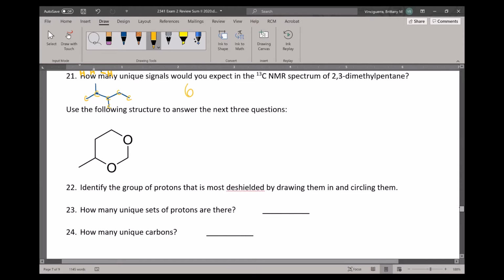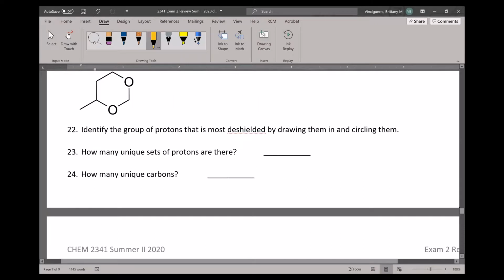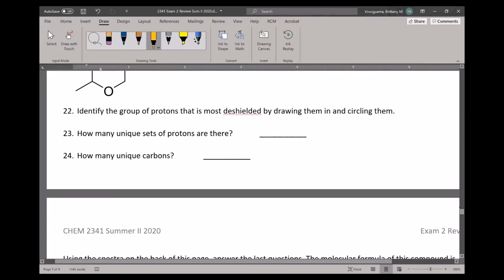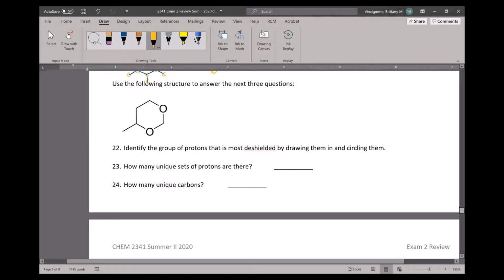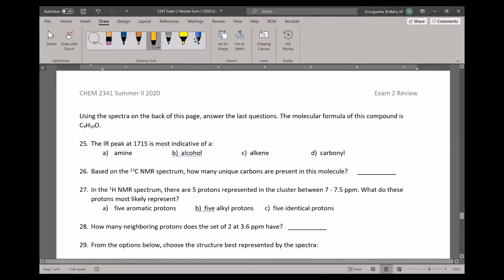Okay. So use the following structure to answer the next 3 questions. Identify the group of protons that is most de-shielded by drawing them in and circling them. This might be one that's easier to do on your own. I am going to send out a key, by the way, at the end of the day. Oh, let's do this.